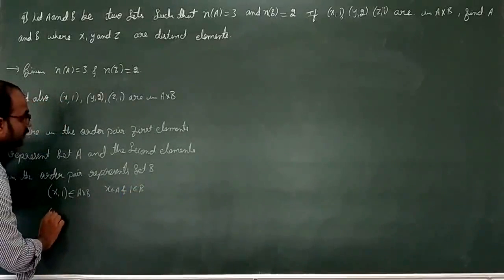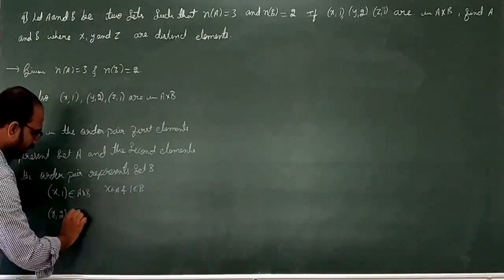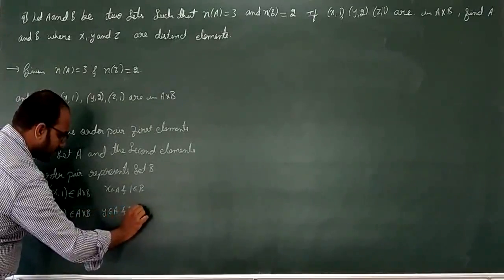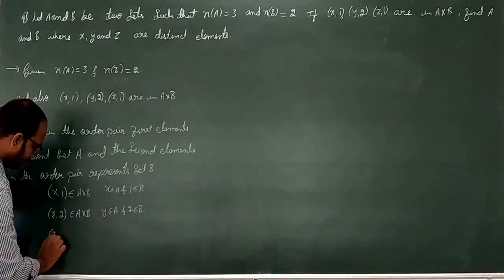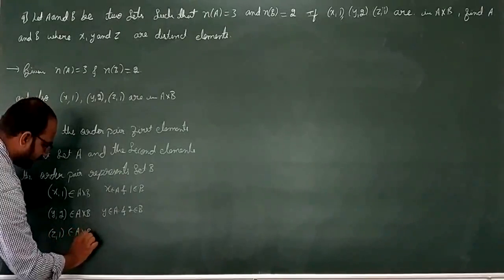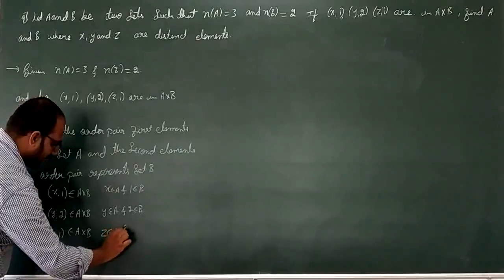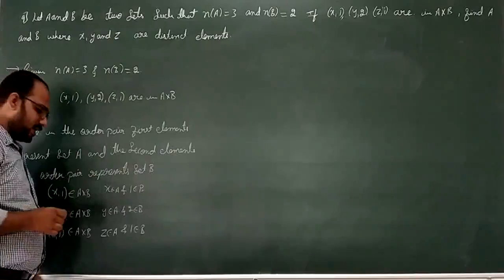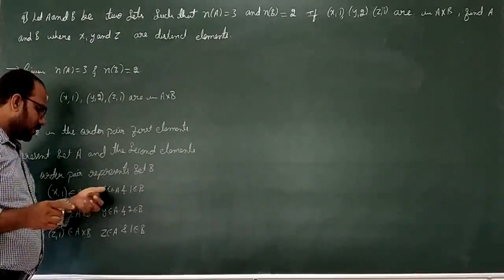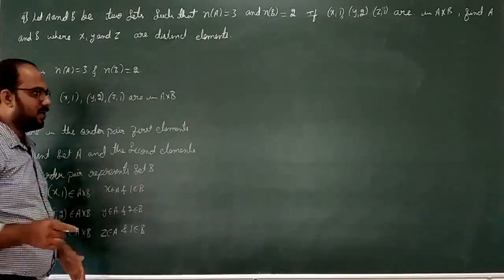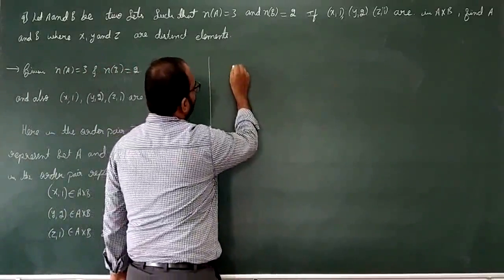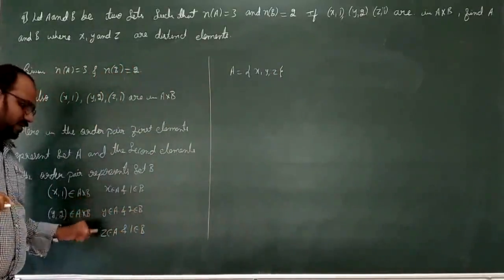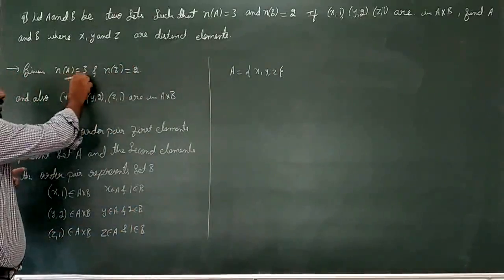Similarly, the second ordered pair (y, 2) belongs to the Cartesian product of A and B. Here y belongs to set A and 2 belongs to set B. And also the next one (z, 1) belongs to the Cartesian product of A and B. Z belongs to set A and 1 belongs to set B. Therefore, the number of elements in set A is 3, therefore x, y, z are the 3 elements present in set A. Therefore set A is equal to {x, y, z}. Number of elements in set A is 3, satisfied.